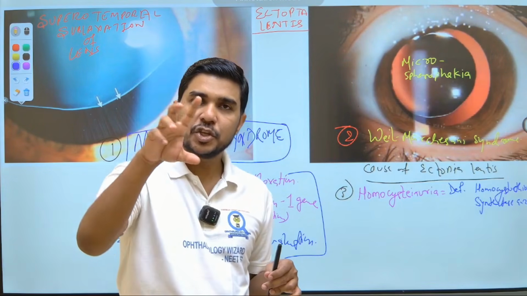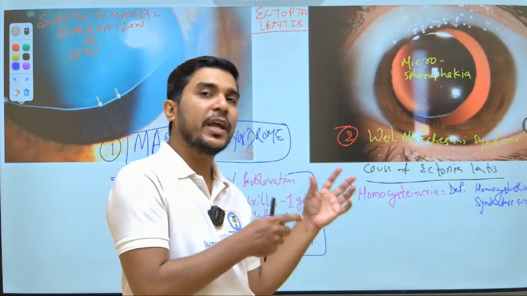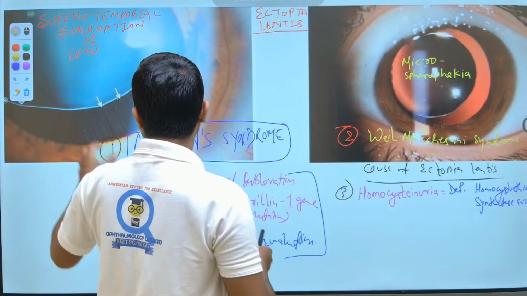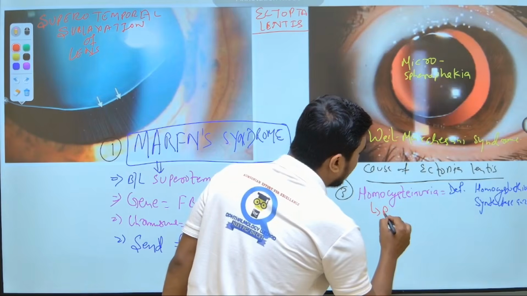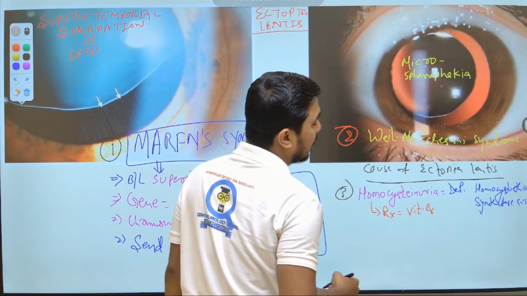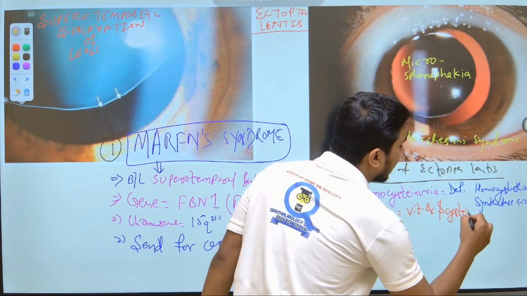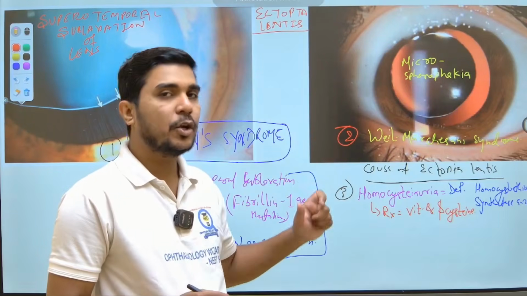And there is a deficiency of cysteine. Okay, so what are the supplementation that you can give as a treatment, as a supportive treatment in this condition? So for supportive treatment in this condition, the first is vitamin B6 and also you can give cysteine. So this is a very important MCQ related to that.